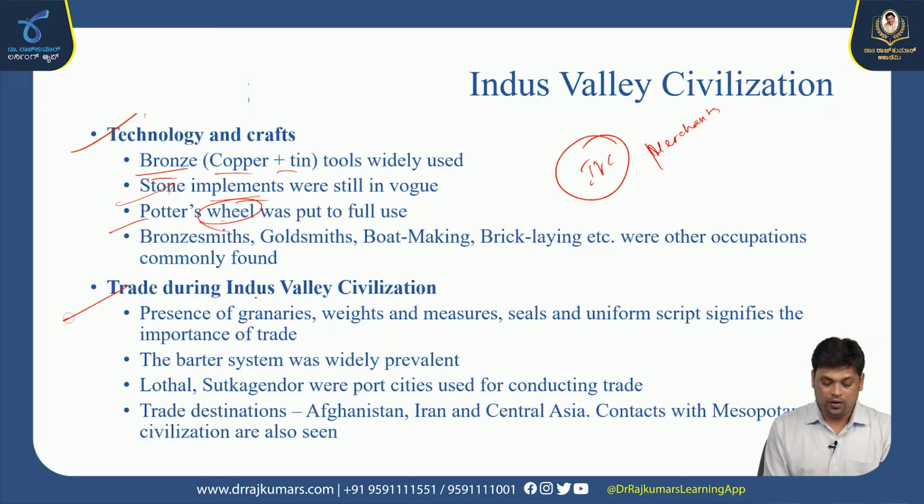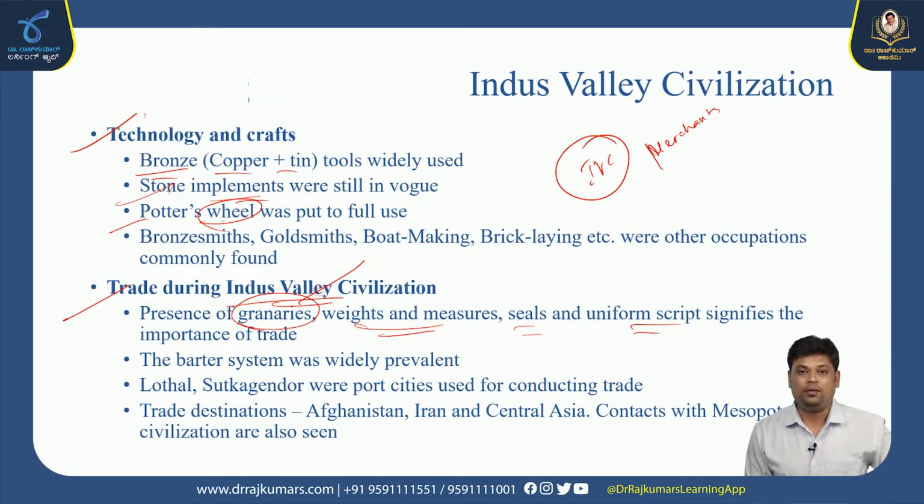Trade during IVC: presence of granaries, weights and measures, seals, uniform script. Granaries is the place where they used to save the grain. Maybe it was a kind of taxation system. It was paid back to all the employees in the form of grains, because there was no currency. And weights and measures in the market to weigh any goods.